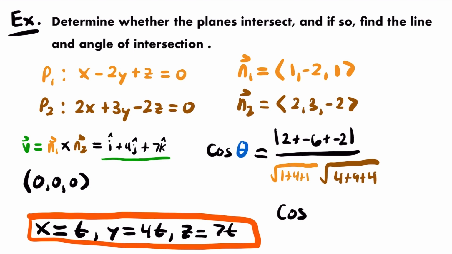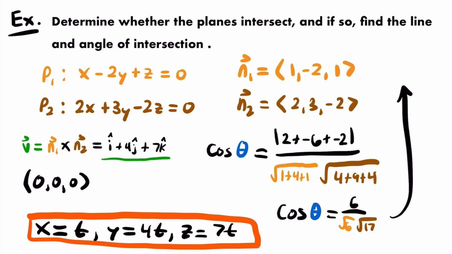So we have cosine of theta equals 6 divided by the square root of 1 plus 4 plus 1, which is 6. So we have the square root of 6 times the square root of 4 plus 9 plus 4, which is 17. So we have the square root of 6 times the square root of 17, and I'm not going to bother to simplify that because we're just going to be putting it inside of the inverse cosine function in order to solve for theta. And so if we do that, you take the inverse cosine of both sides of this equation, you will find that the angle between the two planes is 53.55 degrees. And of course, I did round that off to 2 decimal places. Okay, but that's the angle of intersection between our planes.